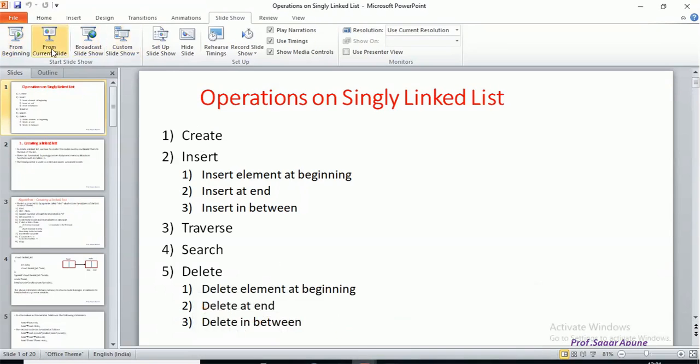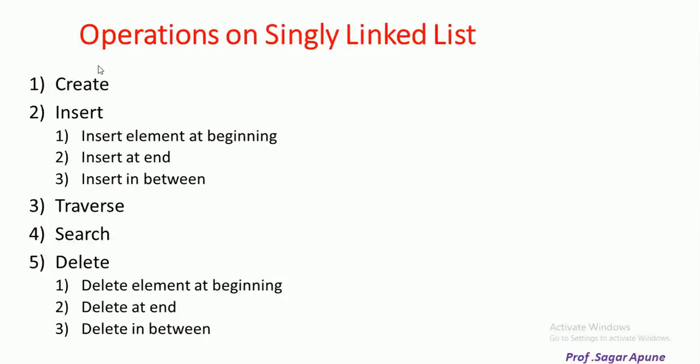So what are the different operations we can perform on singly linked list? These operations are create operation, create an empty node, then insert the value inside the linked list. You can insert the node in three ways: insert element at beginning, insert at the end, and insert in between. Then you can perform traverse operation, search operation, and delete operation.